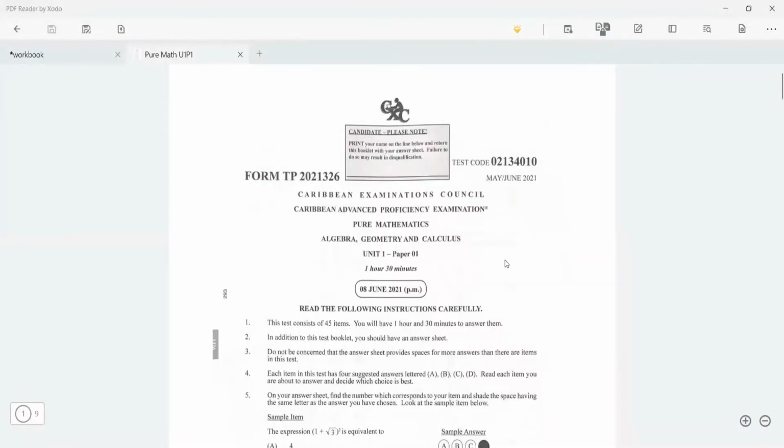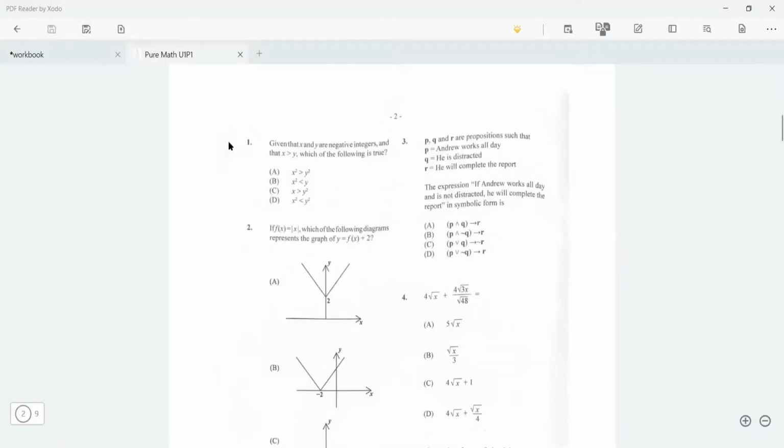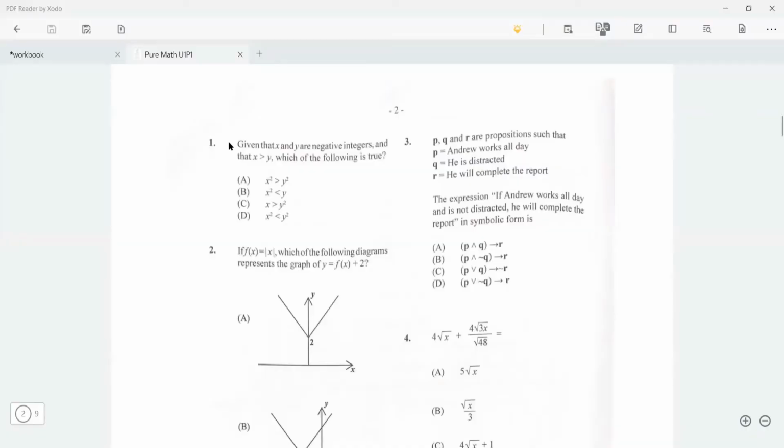And 21, paper 1. With that being said, let's get straight into it. It says, given that x and y are negative integers and x is greater than y, which of the following is true? This one is a big repeat. Since it's negative numbers, then we have to flip the sign and we square it. So x squared is less than y squared. So for example, negative 2 is bigger than negative 3, but when you square it, 4 is going to be less than 9. So that's option D.